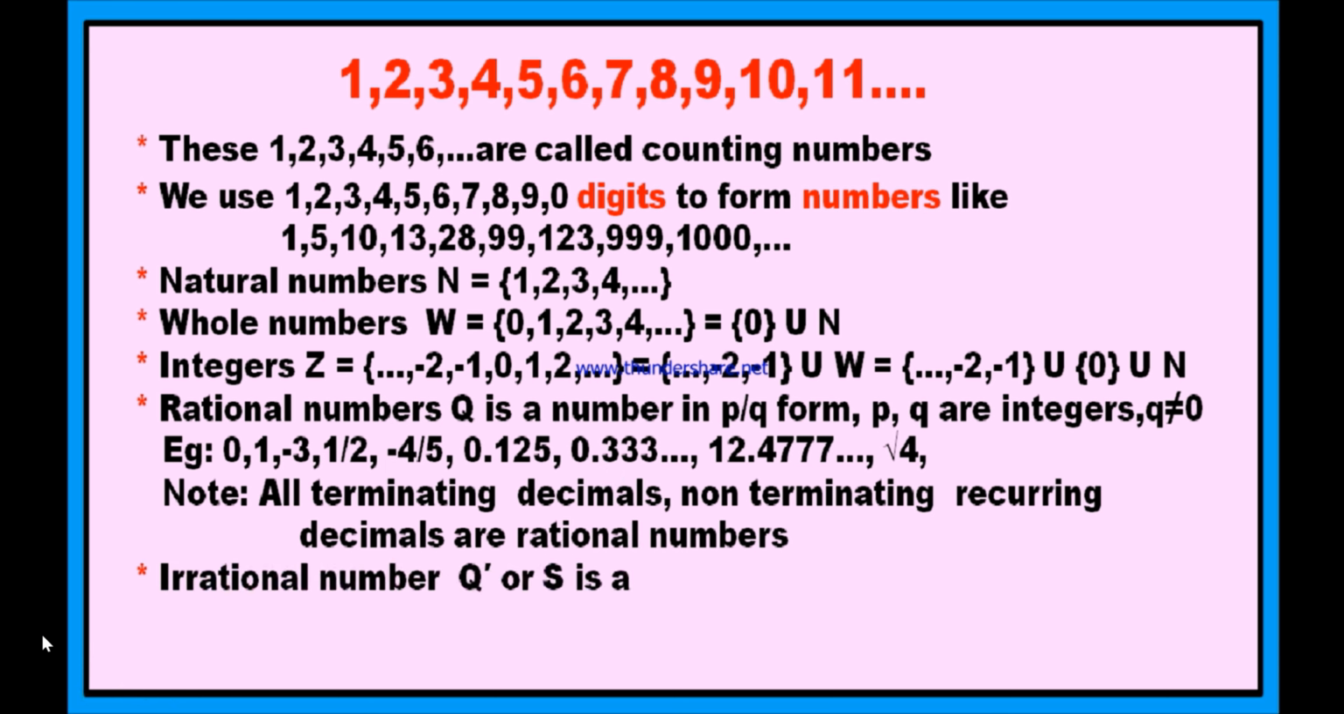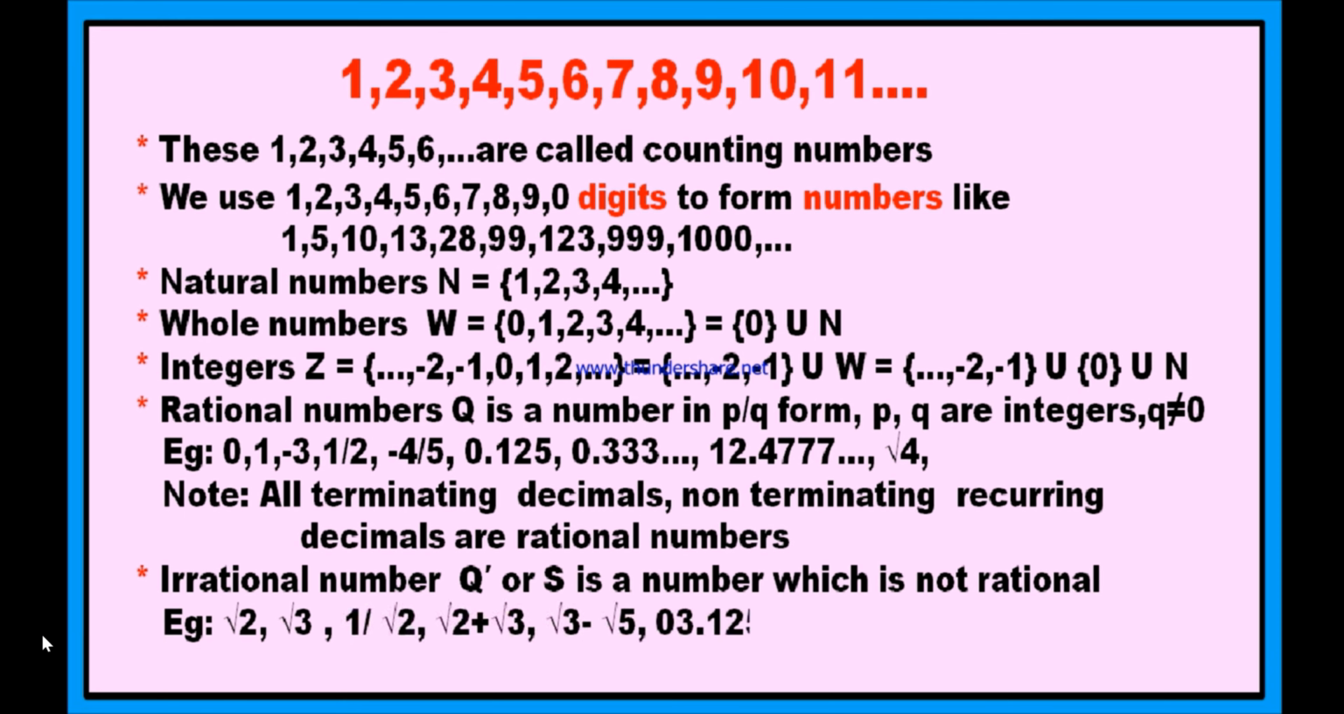And the other type is irrational numbers. As you know that the rational numbers are represented by Q, now irrational numbers are represented by Q dash. An irrational number is a number which is not rational. Every non-rational number is called an irrational number. Here are the examples for irrational numbers. Root 2, root 3, 1 by root 2, root 2 plus root 3, root 3 minus root 5, and 3.12568726 and so on, and pi. All these are examples for irrational numbers.